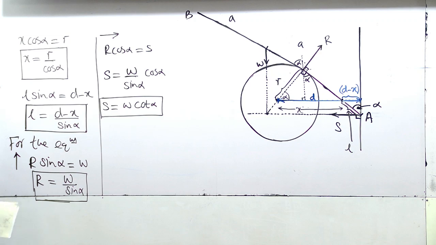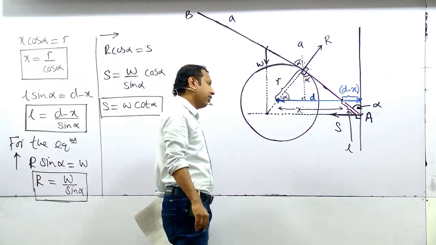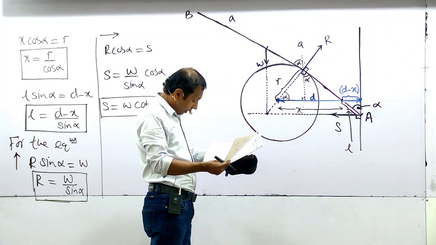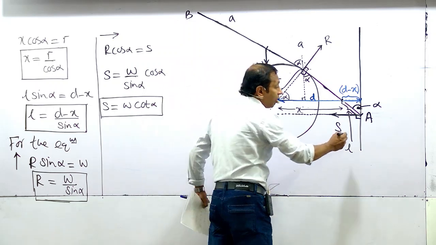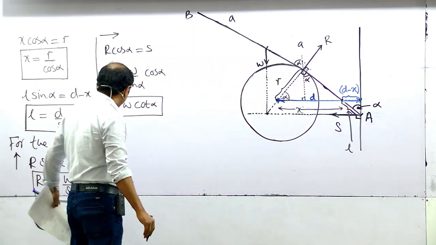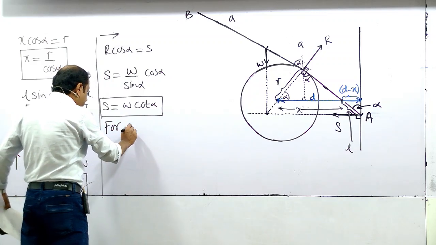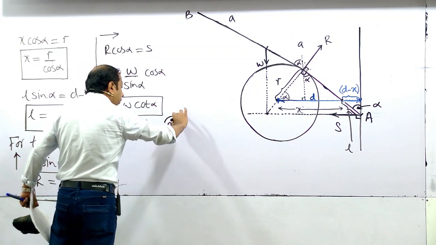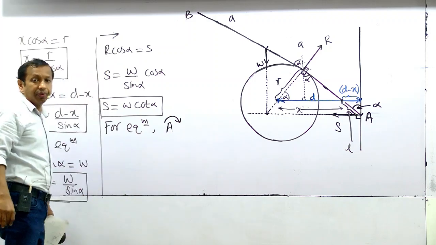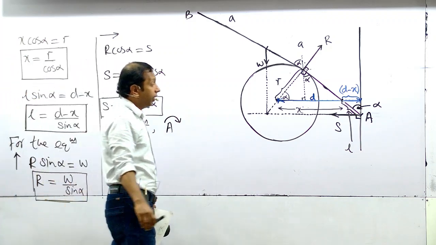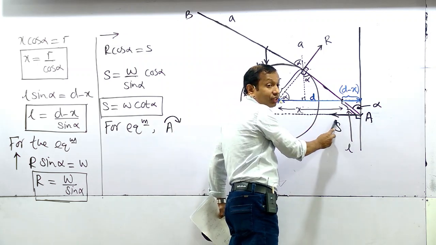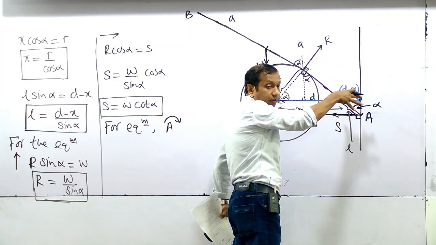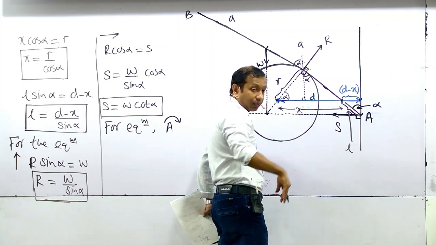Right. Now we'll take moment around A. S we don't need, but I found that. Okay. Now for the equilibrium, write down, take moment around A. We'll take moment around A clockwise. Tell me the moments. Around A, when you take moment, S doesn't give any moment. It passes through the point A. R gives clockwise moment. W gives anti-clockwise moment.